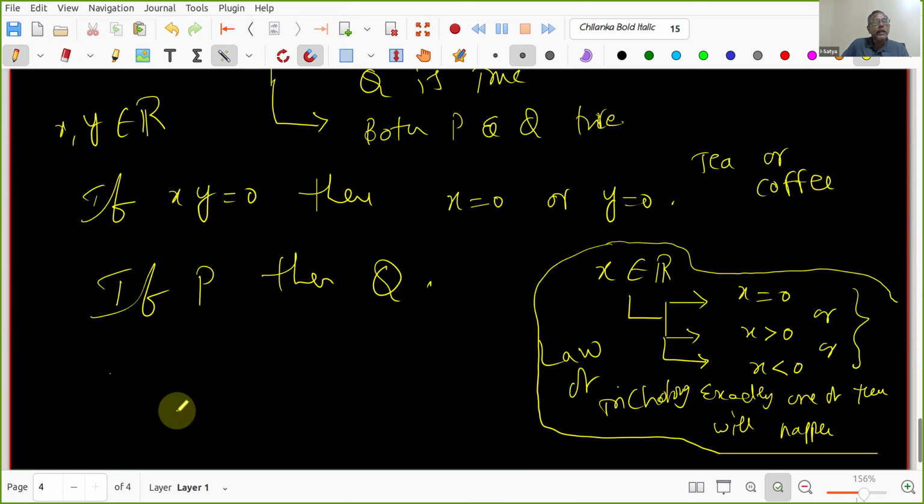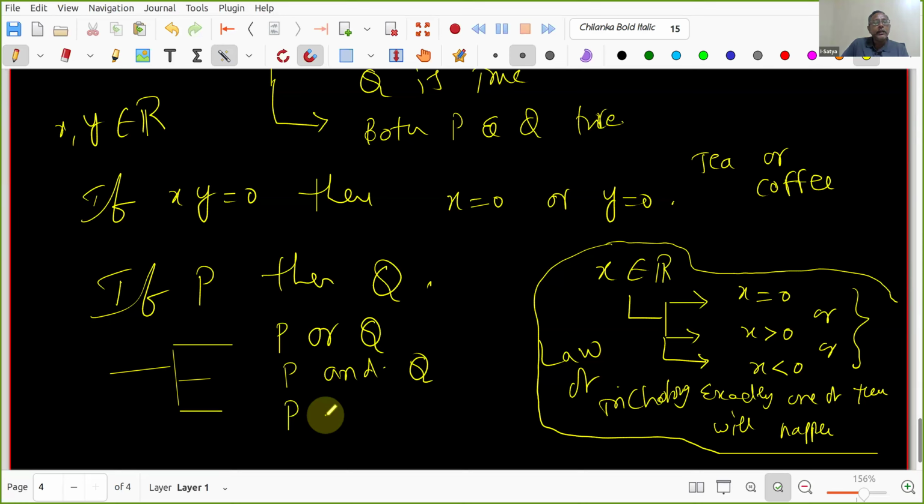Till now we have 3 types of compound statement. What are those? P or Q, this I will explain you in a while. The next one is P and Q. The next one is if P then Q, that is, we generally write P implies Q. That's called implication. Don't worry about the names. P or Q, P and Q, P implies Q. These are generally called compound statements, meaning there is more than one statement. Its truth value depends upon when P is true, Q is true, like that.